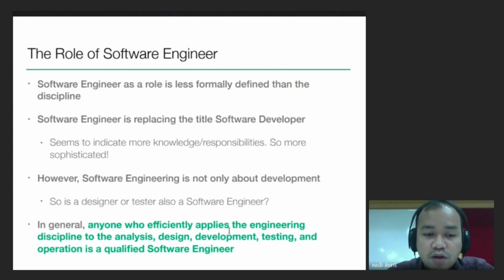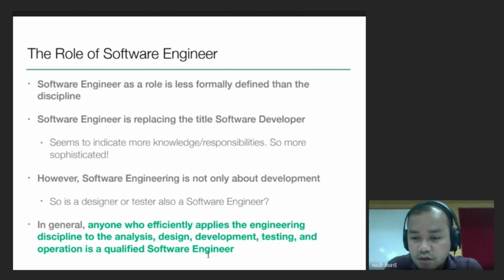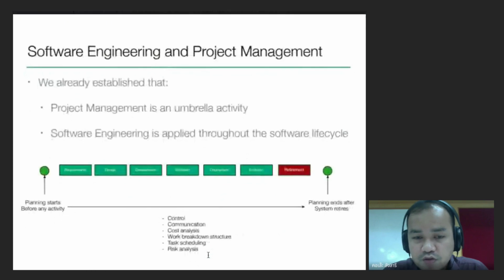In short, it means that anyone who efficiently applies engineering discipline to the analysis, design, development, testing, and operation of software is qualified as a software engineer. Anyone that applies engineering discipline systematically to analyze, design, develop, test, and operate software with quality, we call a software engineer. You want to be a software engineer, so take care of this.